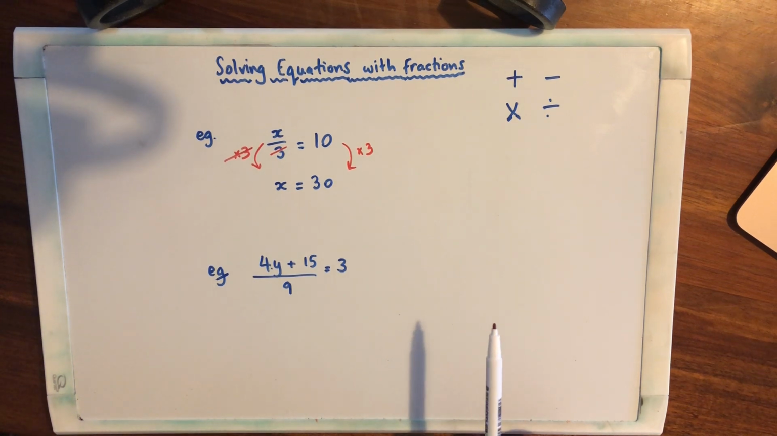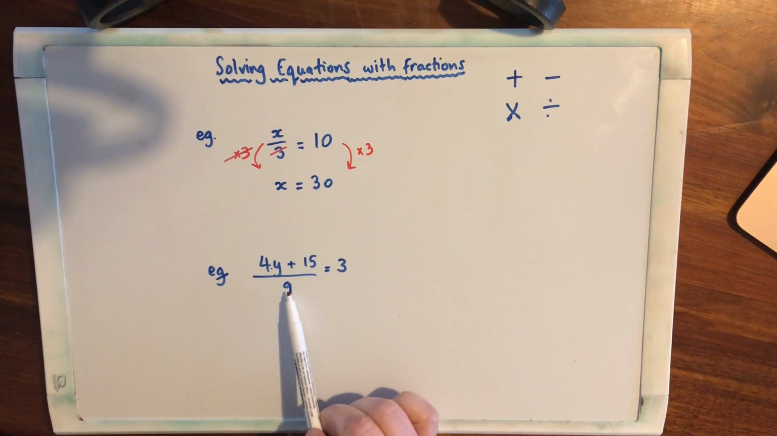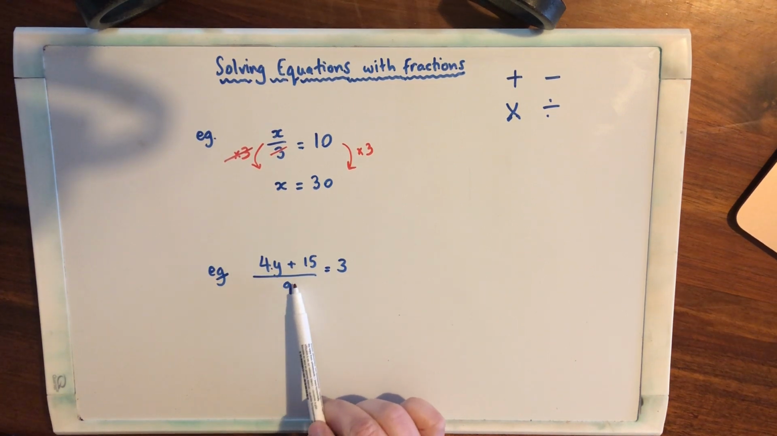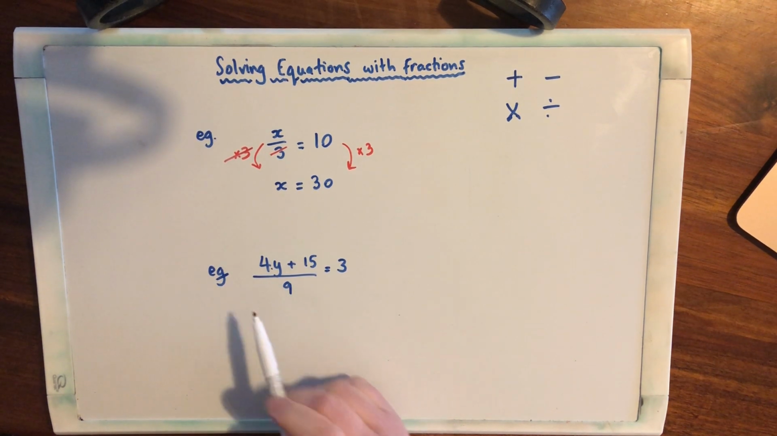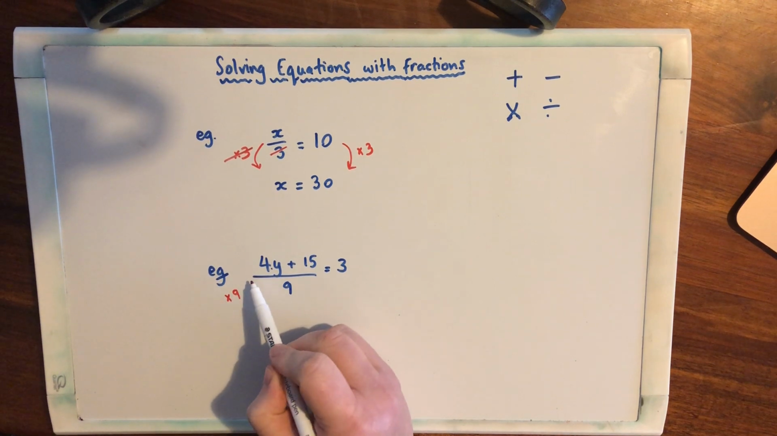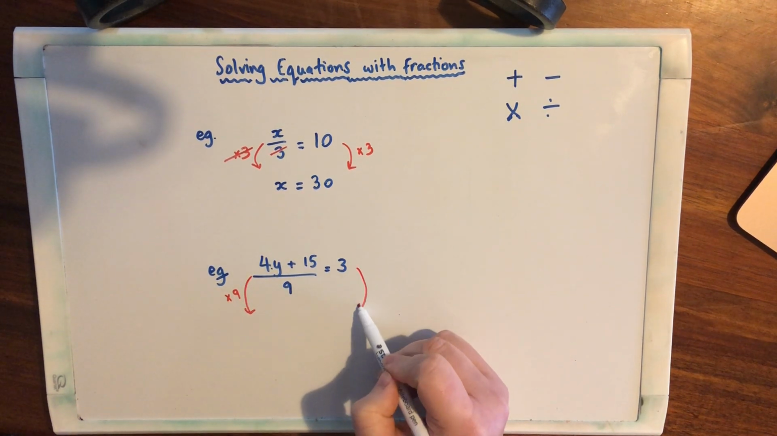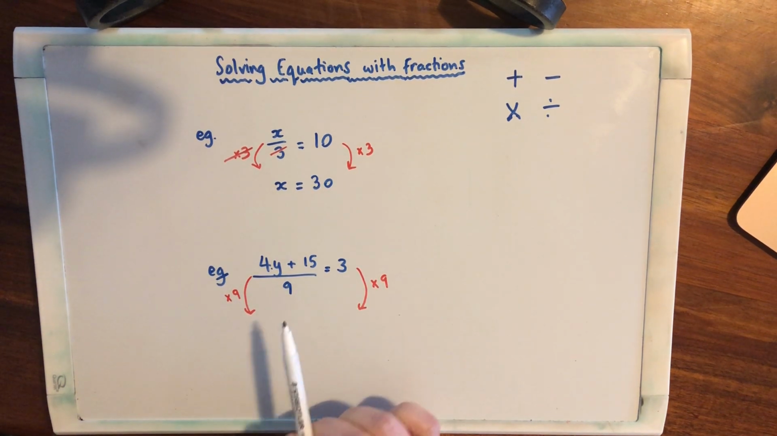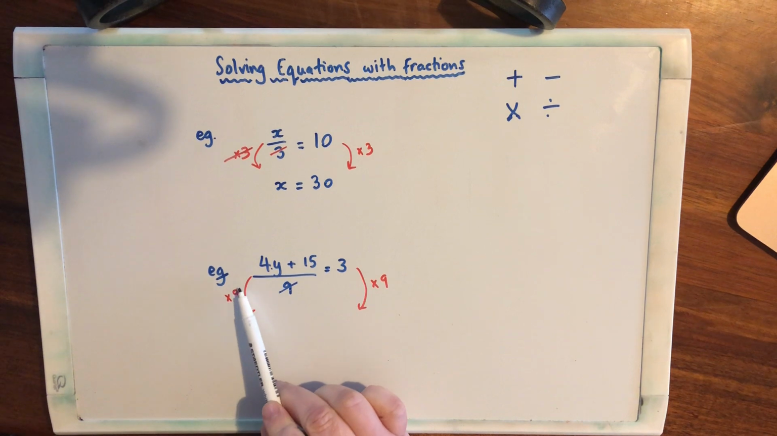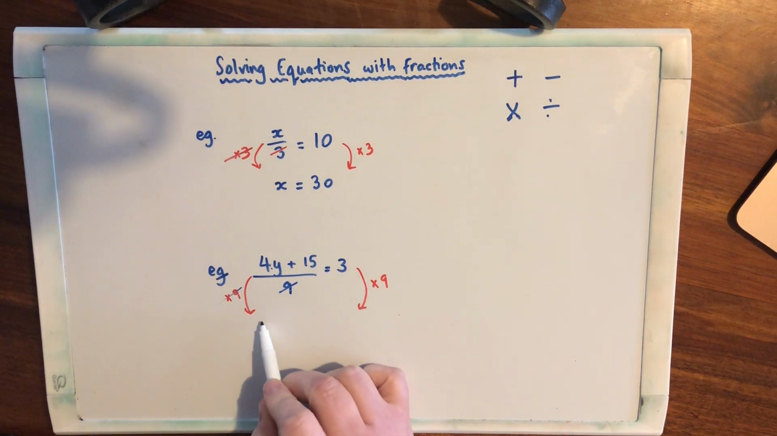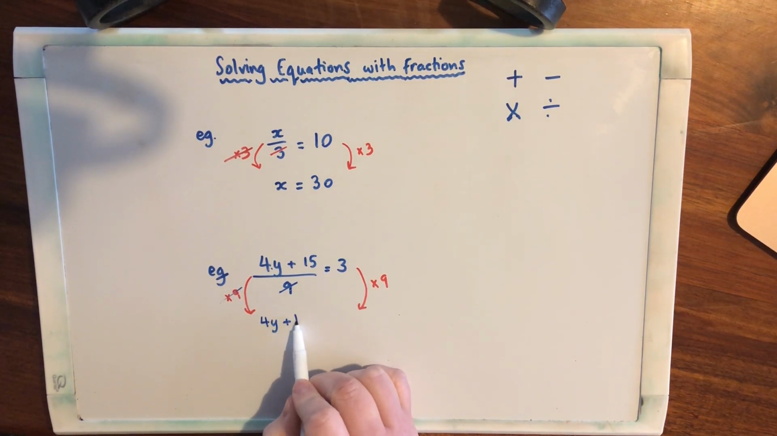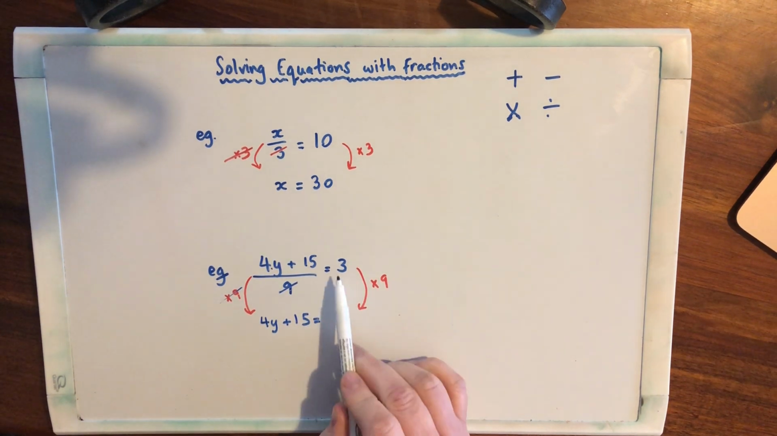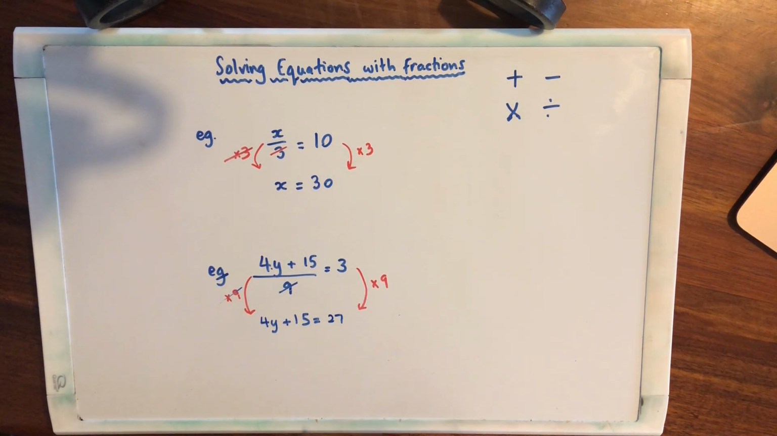The first one, the easiest one to do, would be to get rid of the 9. So we've got a division symbol here, divided by 9. The easiest thing to do is then to multiply the whole thing by 9. Do that to both sides, of course, because we have to make the equation even on both sides. So that division by 9 cancels out that multiplication by 9, and then we just end up with 4y plus 15 equals 3 times 9, which is 27.